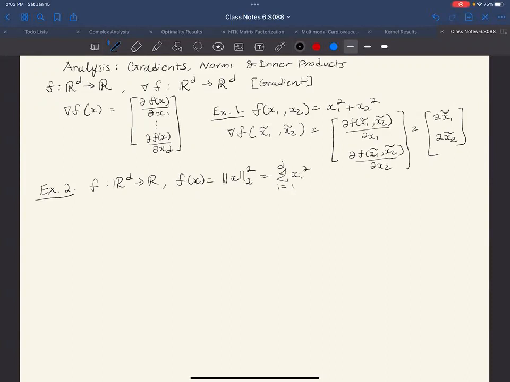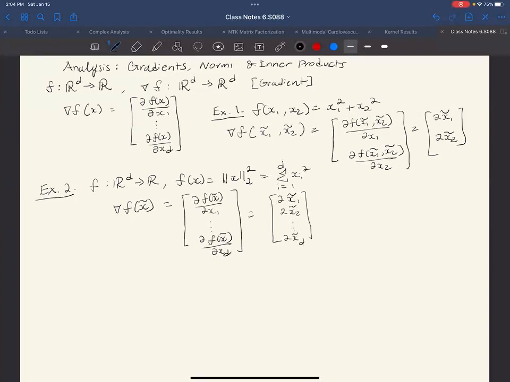This is just the sum from i equals 1 to d, x_i squared. So this is a natural generalization of example 1. And if we go again and compute the gradient with respect to x here, we're going to have to take, and let's call this x tilde a new point, the partial derivative of f at x tilde with respect to every dimension here. And this, as we just saw before, is just 2x1 tilde, 2x2 tilde, up to 2xd tilde.